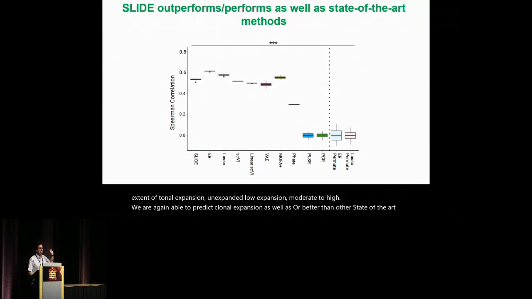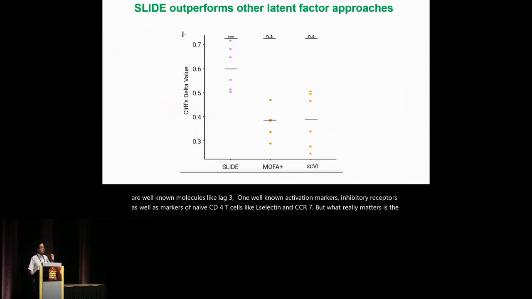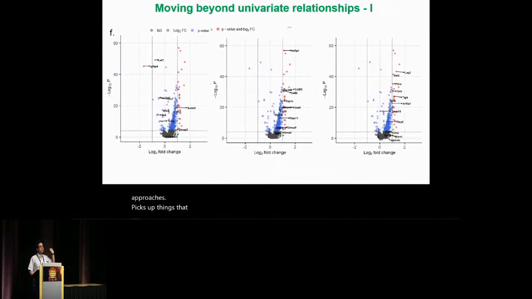But more importantly, we are able to infer these context-specific groups, which include naive CD4 T-cell markers, activation markers, and inhibitory receptors. Some of these are well-known molecules like LAG3, PD-1, well-known activation markers, inhibitory receptors, as well as markers of naive CD4 T-cells like L-selectin and CCR7. But what really matters is the group structure, and the group structure overall outperforms existing latent factor approaches and picks up things that univariate DE analysis would miss. So only some of the genes in the latent factors would meet univariate significance, others would not.